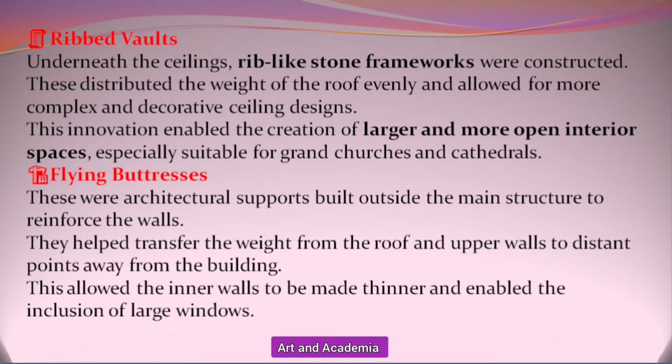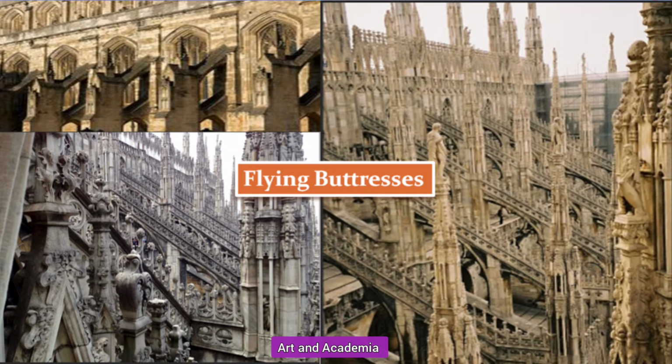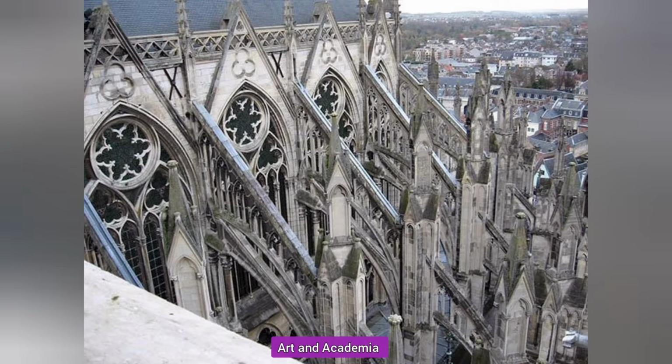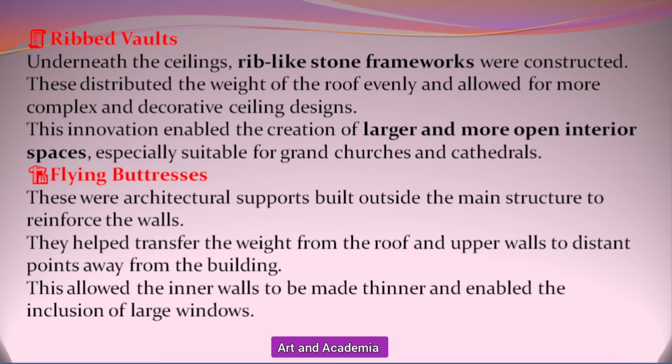Flying buttresses. These were architectural supports built outside the main structure to reinforce the walls. They helped transfer the weight from the roof and upper walls to distant points away from the building. This allowed the inner walls to be made thinner and enabled the inclusion of large windows.